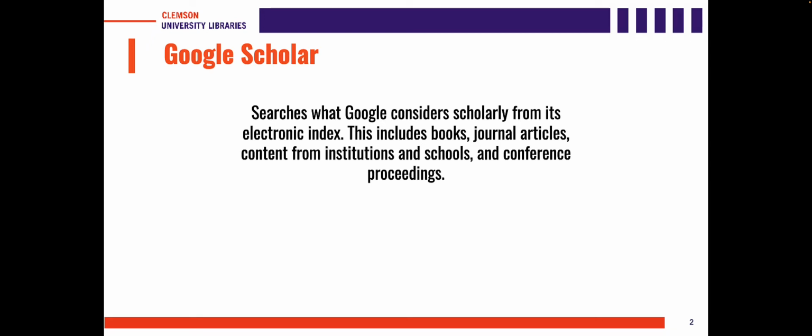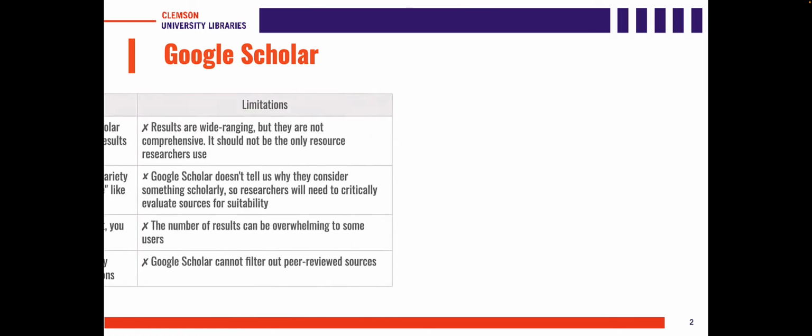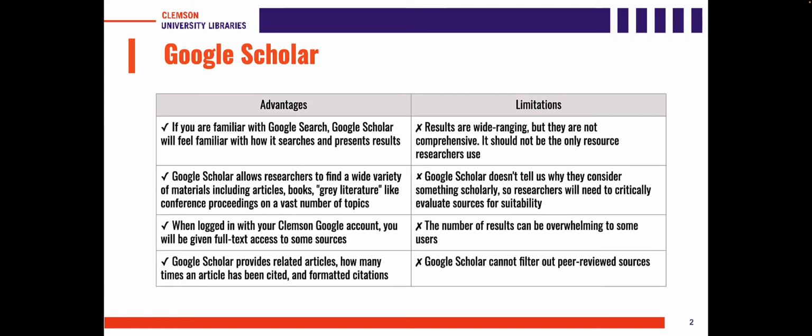Just like any resource, Google Scholar has advantages and limitations. This table outlines some of the advantages and disadvantages of Google Scholar. So with advantages, if you are familiar with Google Search, Google Scholar will feel very familiar with how it searches and presents results. Google Scholar allows researchers to find a wide variety of materials, including articles, books, gray literature like conference proceedings, on a vast number of topics. When logged in with your Clemson Google account, you will be given full text access to some sources that are blocked by paywalls. Google Scholar provides related articles, how many times an article has been cited, and formatted citations.